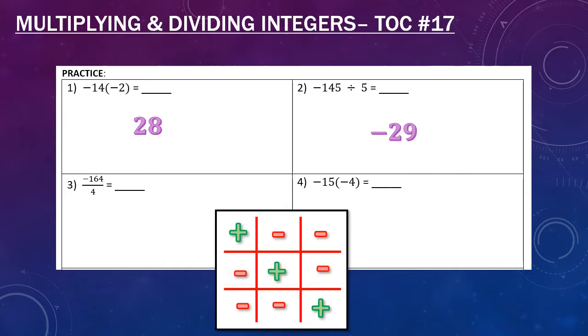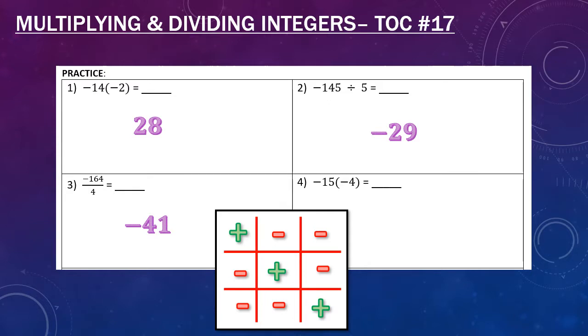For number 3, we have a negative divided by a positive again. My answer is going to be negative, according to my tic-tac-toe board. So I know it's going to be a negative, and then all I have to do is focus on the numbers. 164 divided by 4 gives me negative 41. It's kind of like the battle boxes where you're saying who's going to win the battle.